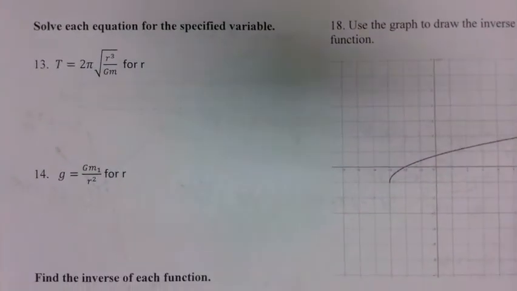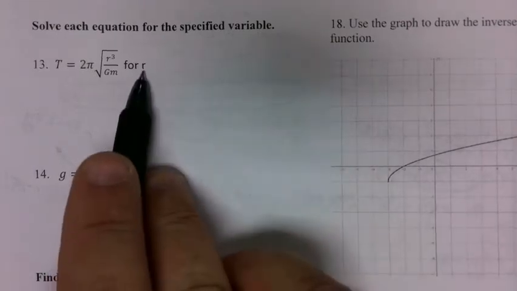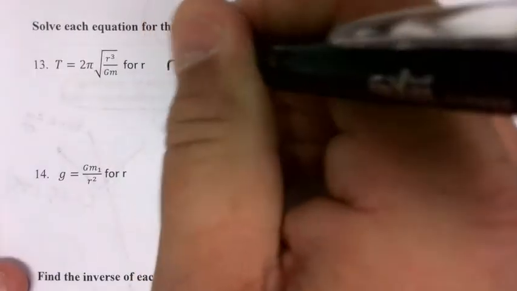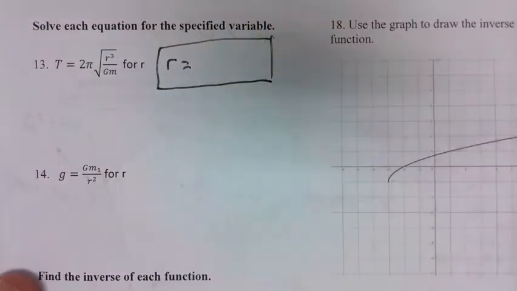Solve each equation for the specified variable. Solve this for r. Big thing, there's r. So this is going to look like r equals when it's done. I'm actually going to put that in a box right here. I'll put my answer there.